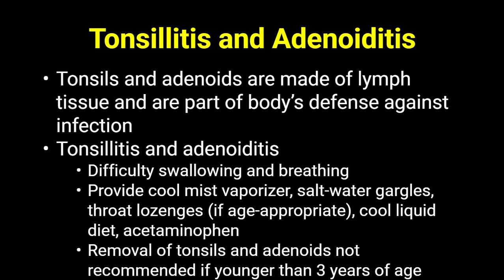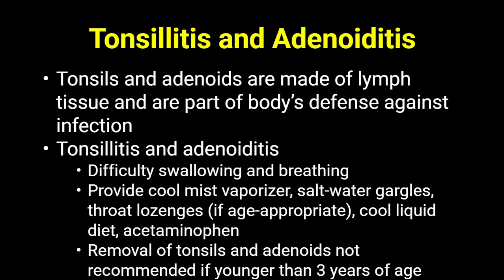Tonsils and adenoids are lymph tissue and part of the body's defense against infection. When they become inflamed, children have difficulty swallowing and breathing, especially at night when adenoid enlargement can cause sleep apnea. Nursing care includes a cool mist vaporizer to soothe irritated tissues, saltwater gargles for older children, and throat lozenges if age-appropriate. Remember choking hazards in young children, a cool liquid diet, and acetaminophen for pain and fever.